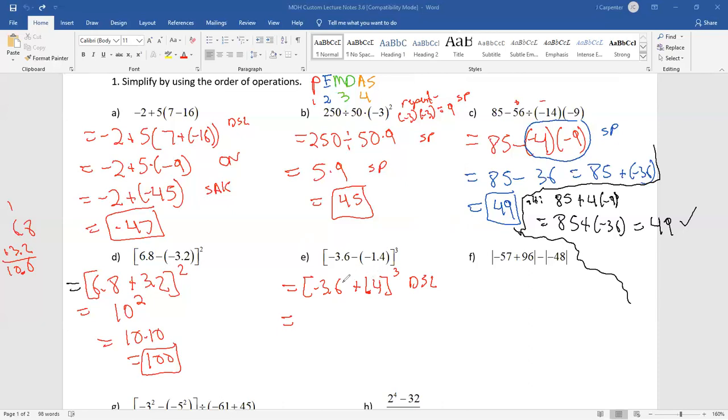Negative 3.6 plus 1.4. Well, 3.6 minus 1.4 is going to be, what's that, 2.2. But we keep the sign of the larger. The 3.6 was larger. It's negative. So that's a negative 2.2, which means we do need to keep the bracket for the exponent of 3. If I drop it, that would be a different process. Now, because it's an odd exponent, it would be the same answer, but that's just convenient and lucky. An even exponent, it would be different. So this is really negative 2.2 times negative 2.2 times negative 2.2.